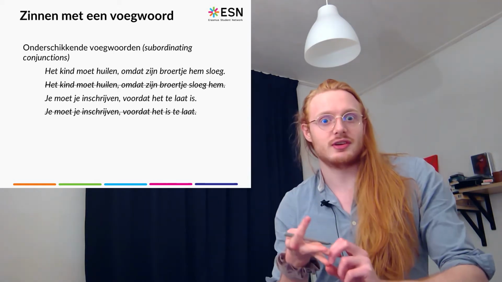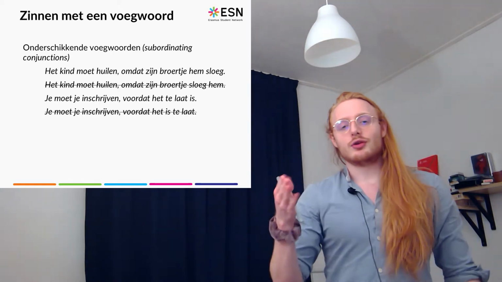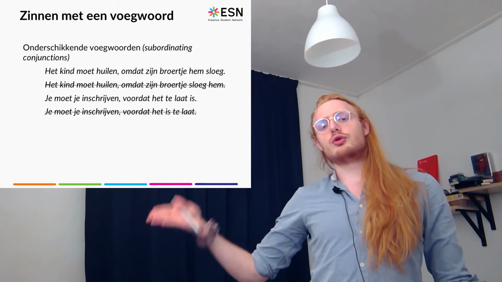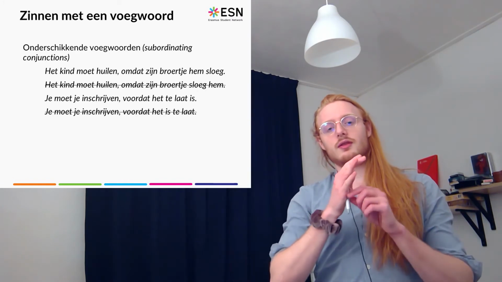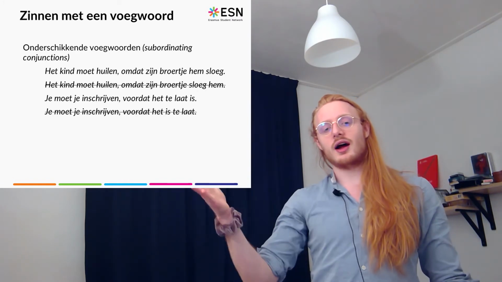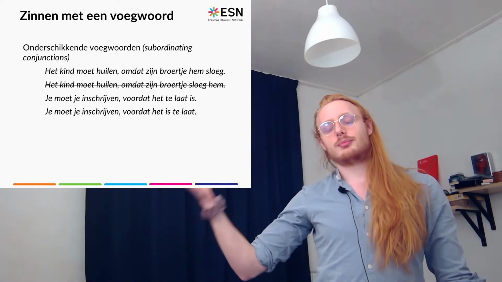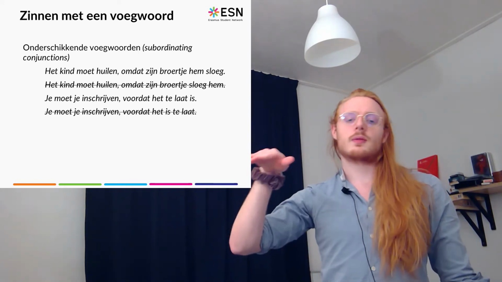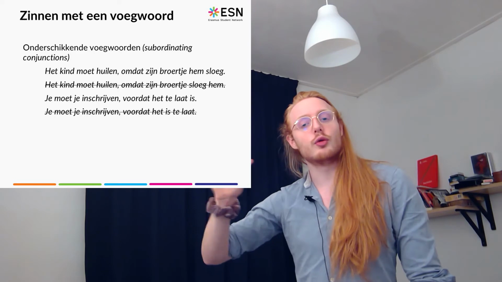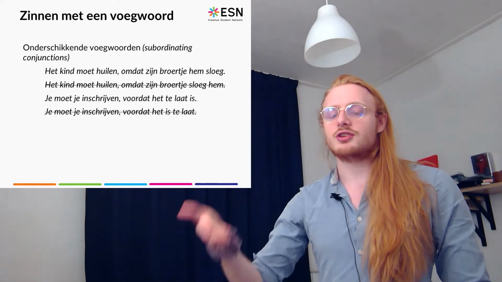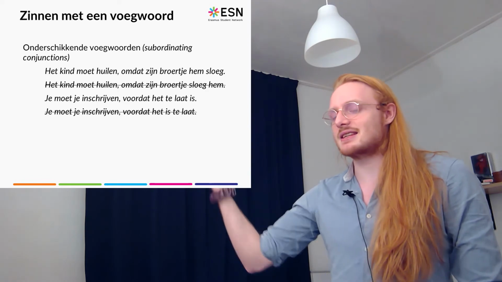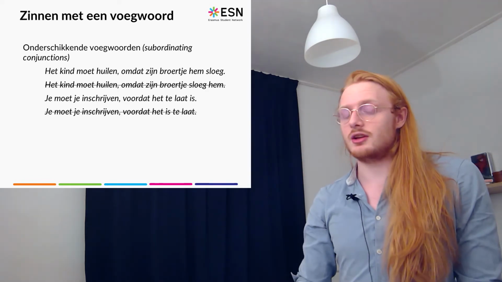than the question even. So you don't say het kind moet huilen omdat zijn broertje sloeg hem. The child had to cry because his brother hit him. No, you say het kind moet huilen omdat zijn broertje hem sloeg. The child has to cry because his brother him hit. That's what you would say in Dutch.